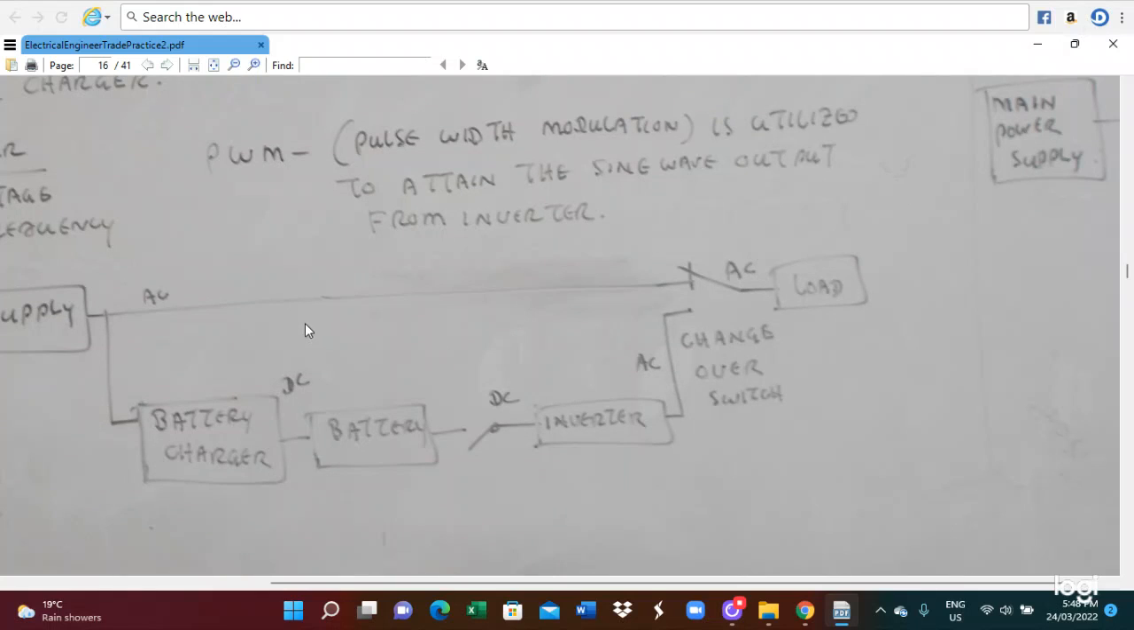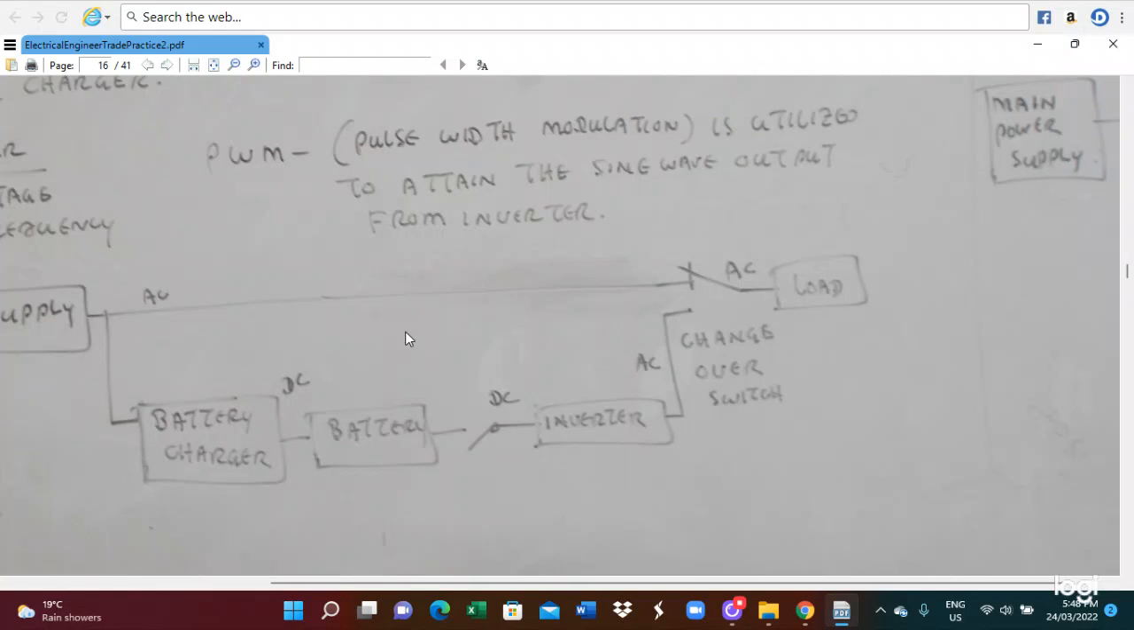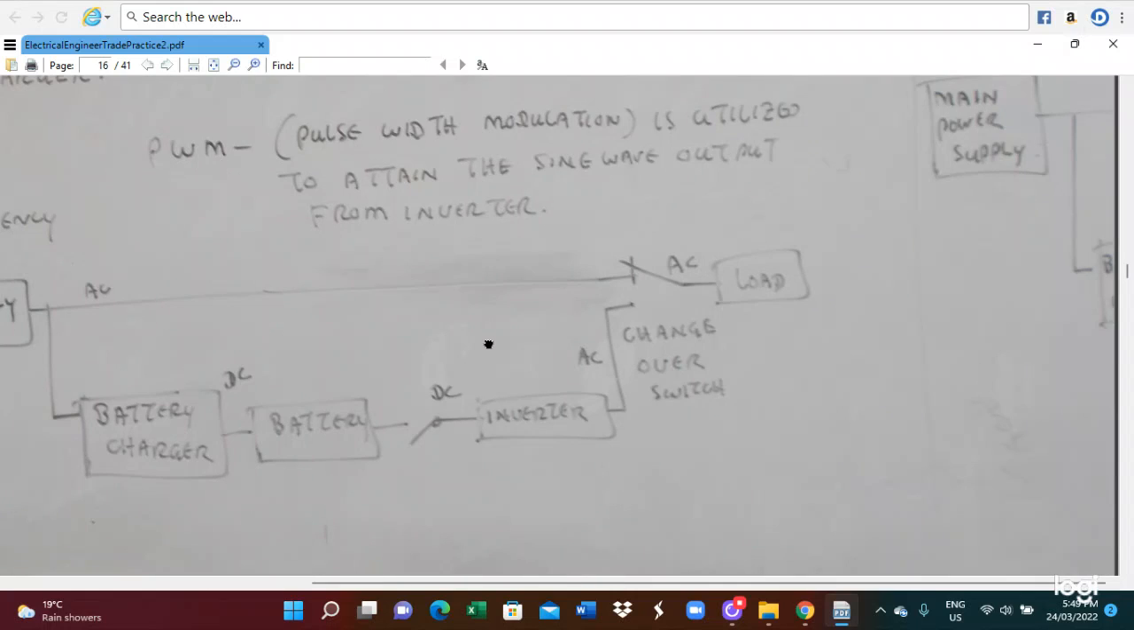So therefore, the PWM inverters are utilized to produce the sine wave. So this is the main supply here, the AC supply to the load or the battery. The AC also supplies the battery charger, and batteries are connected to the inverter. At the time of an emergency, the inverter will supply the load through the changeover switch.